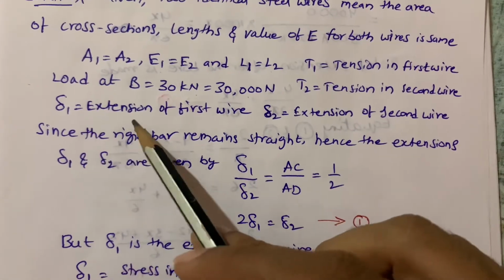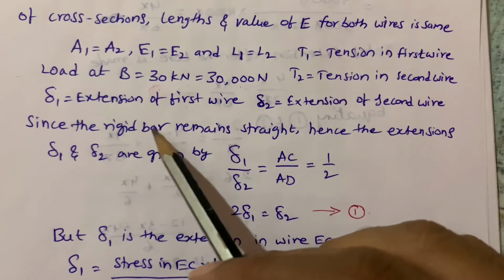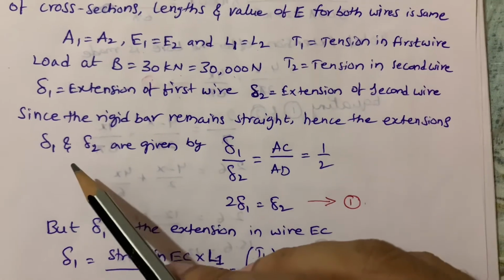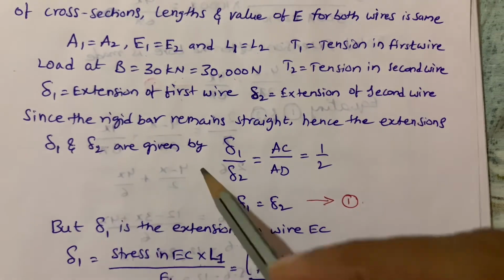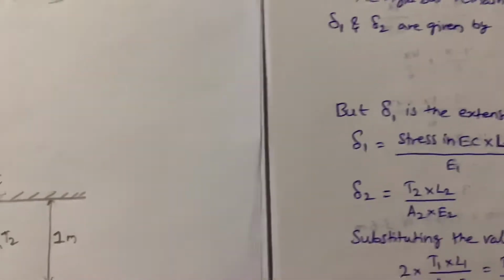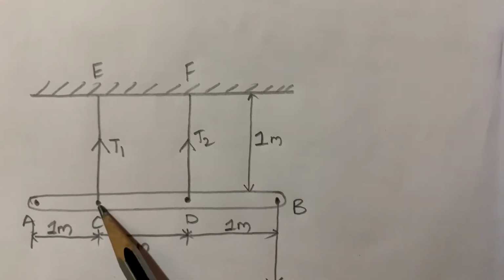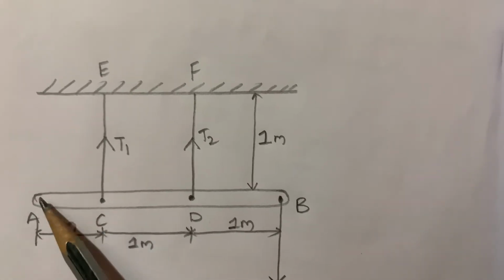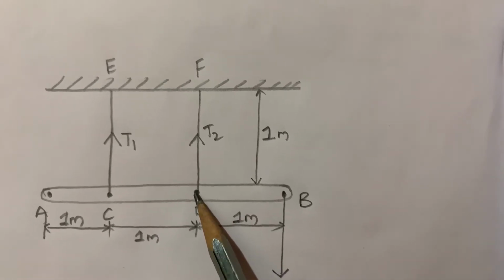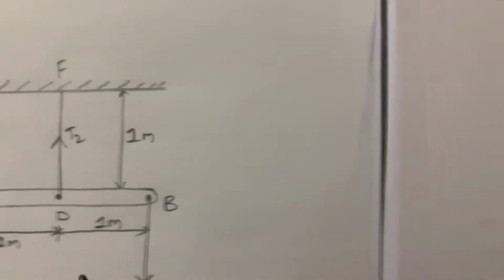So delta 1 is the extension of the first wire, delta 2 is the extension of the second wire. Since the bar is rigid, it remains straight. Hence delta 1 is nothing but AC and delta 2 is nothing but AD. That is the extension. Delta 1 is the extension of this wire, delta 2 is the extension of the other wire.